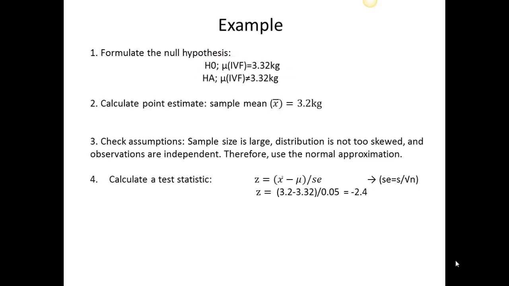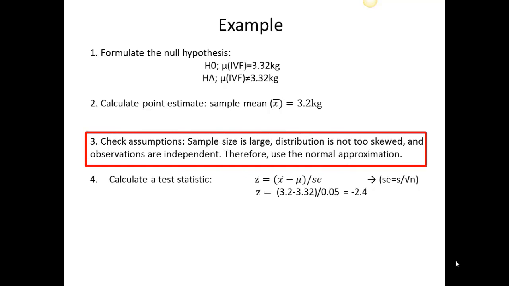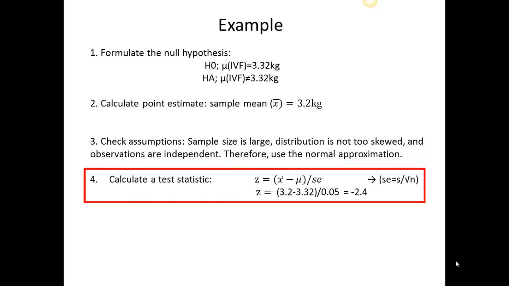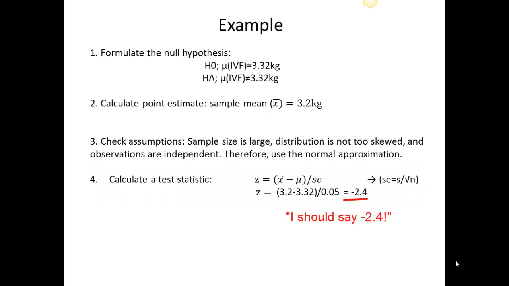We've already shown the point estimate, which is the sample mean in IVF babies, 3.2 kilograms, and we can check the assumptions so that we can use this normal approximation, and they're all met. Then we calculate our Z test statistic. Again, remind ourselves that because we don't know the true standard deviation in the population, to calculate the standard error we'll use the sample standard deviation in our group of IVF babies as an estimate of the population standard deviation. And our test statistic equals minus 2.1.